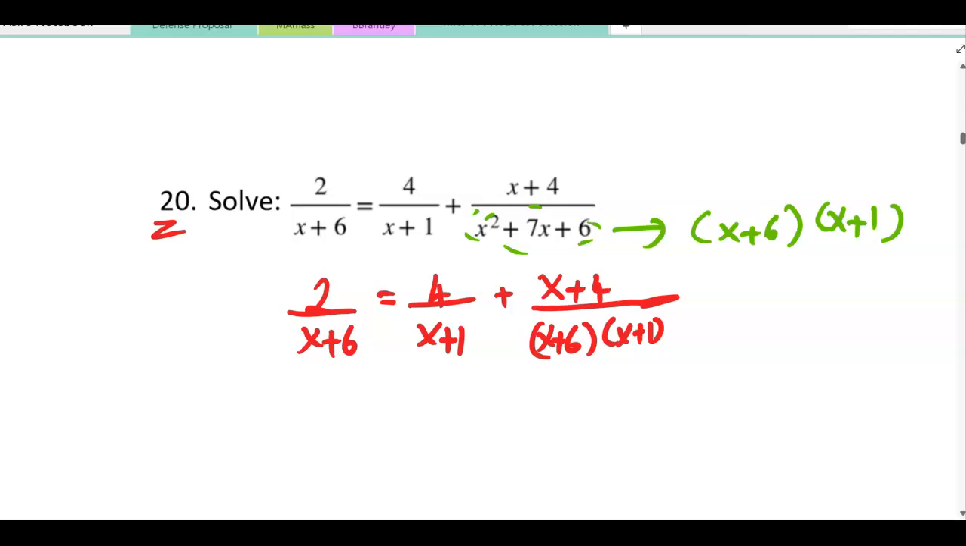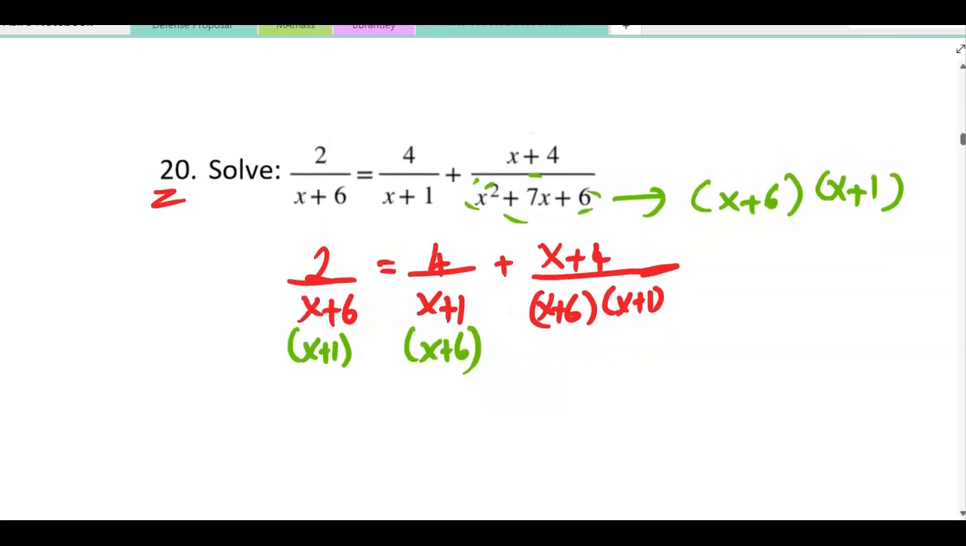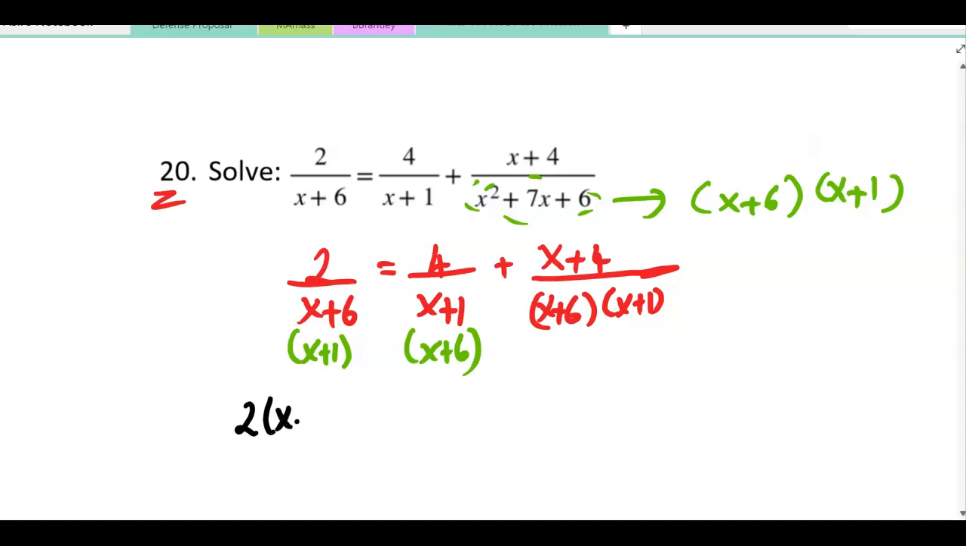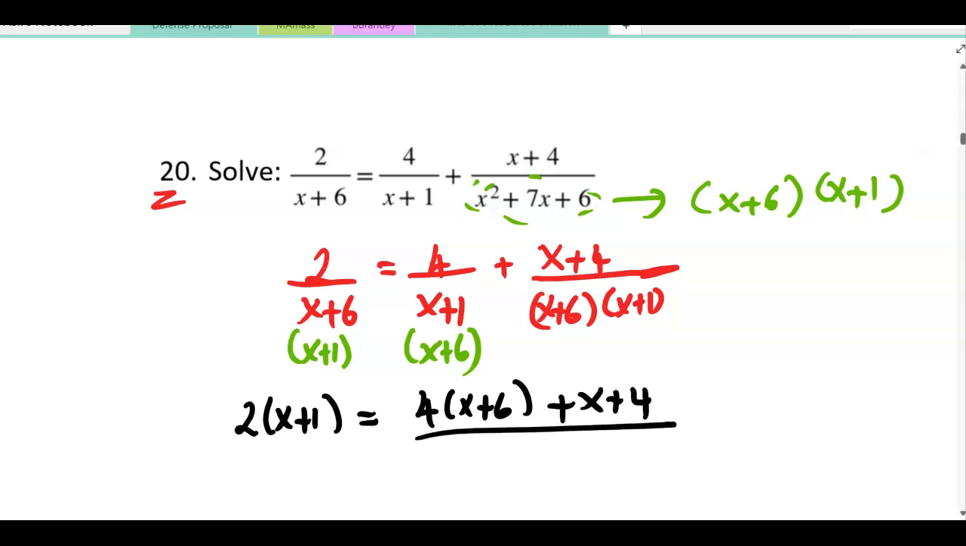All right. How do we add the rational expressions? Get them on the common denominator. So I need to multiply this by x plus 1, and this one by x plus 6. So then I will write 2 times x plus 1 equals 4 times x plus 6 plus x plus 4. I'm not writing the denominator, I'm just putting the word D.